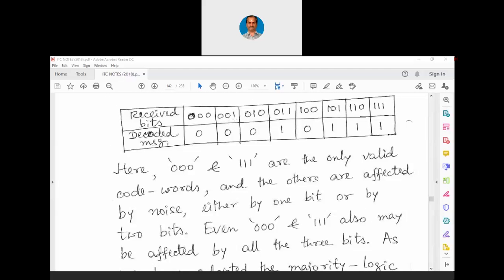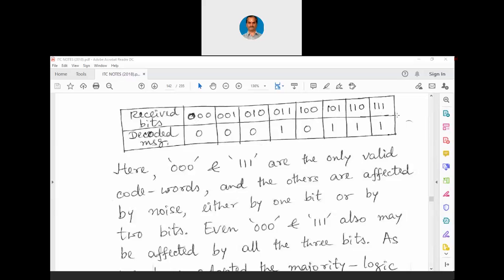So 001, there's a 1 bit error. 010, 1 bit error. 011, again 1 bit error. Majority logic is 1. 100, 1 bit error, output is 0. 101, output is 1. 110, output is 1. 111, anyhow, output is 1. This is where majority logic is applied.